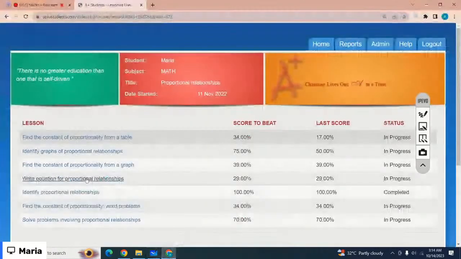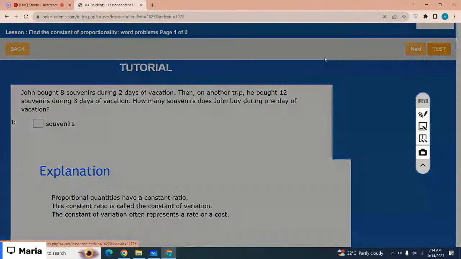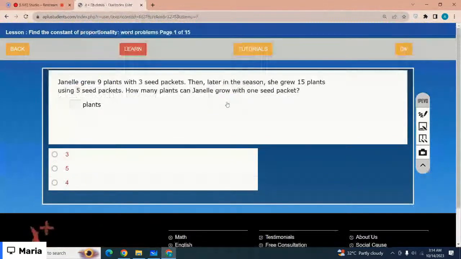Let's just do practice questions. Here I'm on the lesson find the constant of proportionality with word problems. Let's just start with the test questions. Okay, the first one is, Janelle grew 9 plants with 3 seed packets. Then later in the season, she grew 15 plants using 5 seed packets. So, how many plants can Janelle grow with one seed packet?